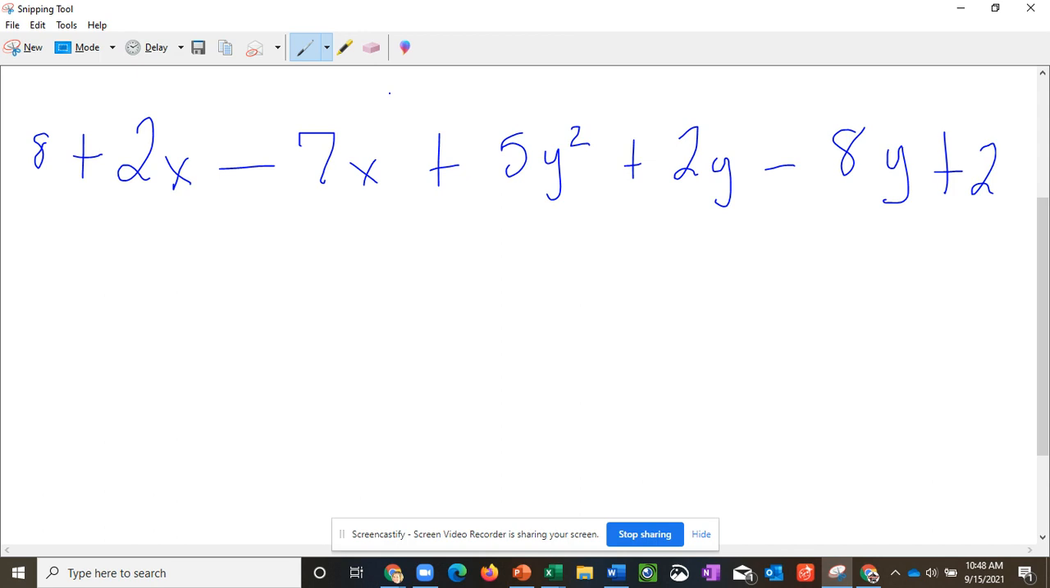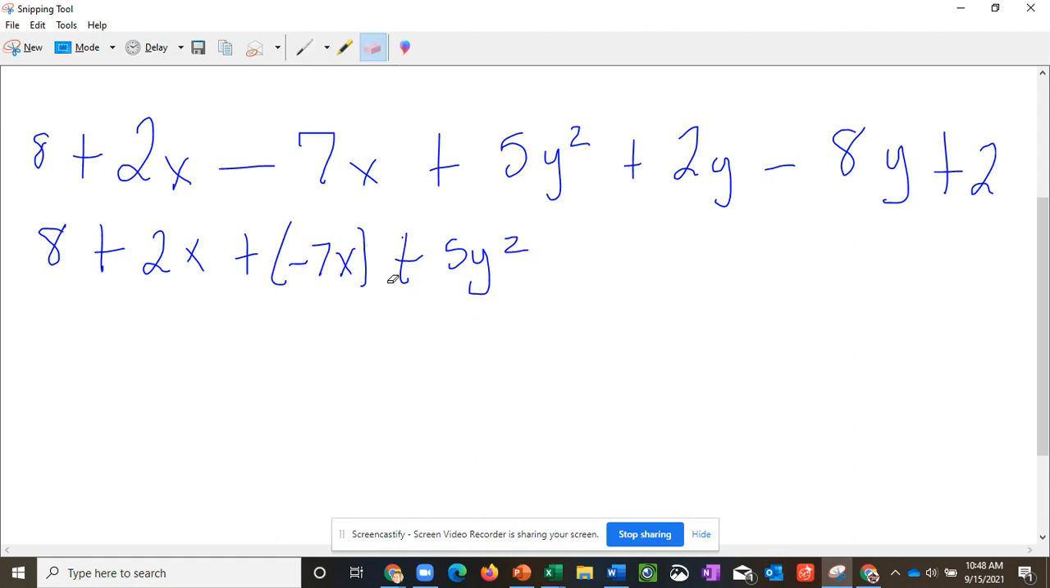So I am going to go ahead and, for my 7th grade standard, I want to change all of this subtraction to adding the opposite. So I'm just going to rewrite this super long expression. I'm going to keep the 8. I'm going to add 2x. Instead of subtracting 7, I'm going to add negative 7x plus 5y squared.